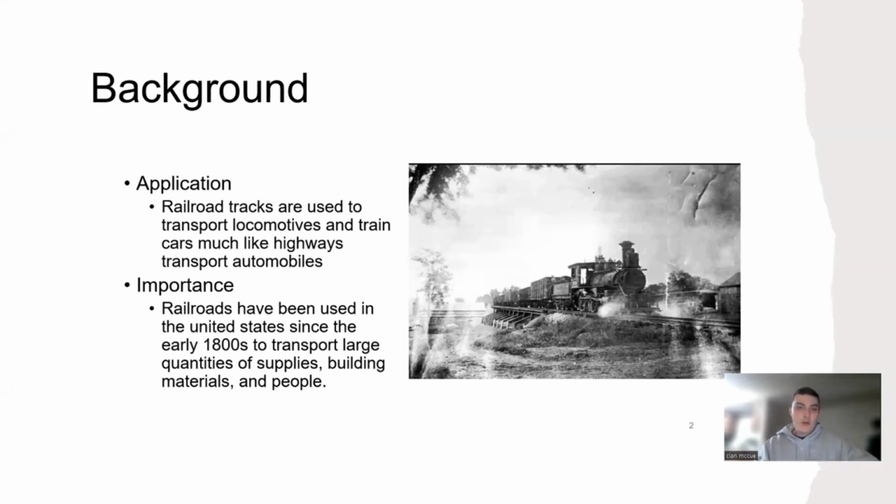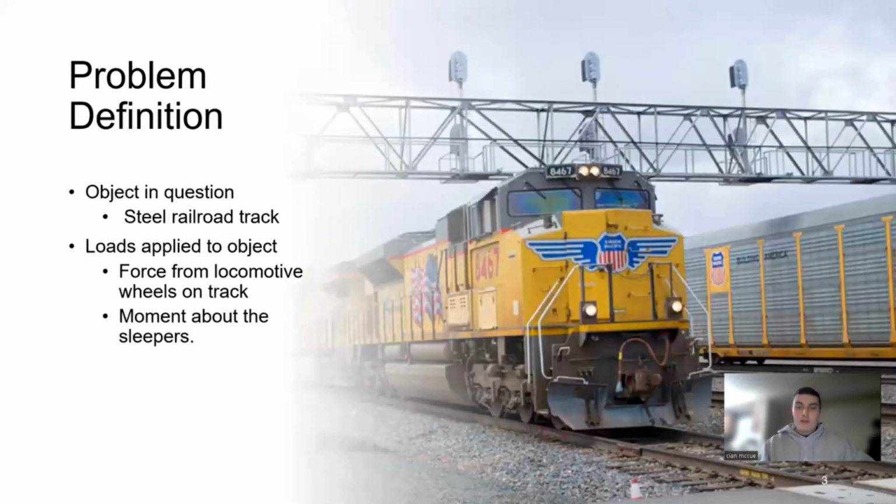On the locomotive on railroad track, the background from the previous project: it was used to transport trains, and it was the major mode of transportation for the United States. It's been used since the early 1800s. Same problem, kind of. So steel railroad track, wooden sleepers, or the beams that hold the railroad track. So you have the load from the locomotive, moments about the sleepers.